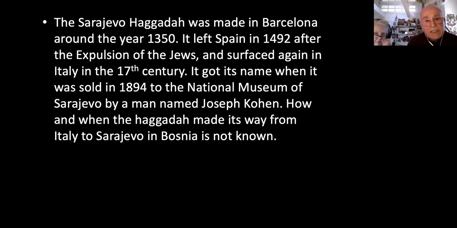Okay, this is an interesting little history about the Sarajevo Haggadah. It was made in Barcelona around 1350. It left Spain in 1492 after the expulsion of the Jews. It surfaced again in Italy in the 17th century. It got its name when it was sold in 1894 to the National Museum of Sarajevo by a man named Joseph Cohen. How and when the Haggadah made its way from Italy to Sarajevo in Bosnia is not known. Big mystery. Glad it's there.